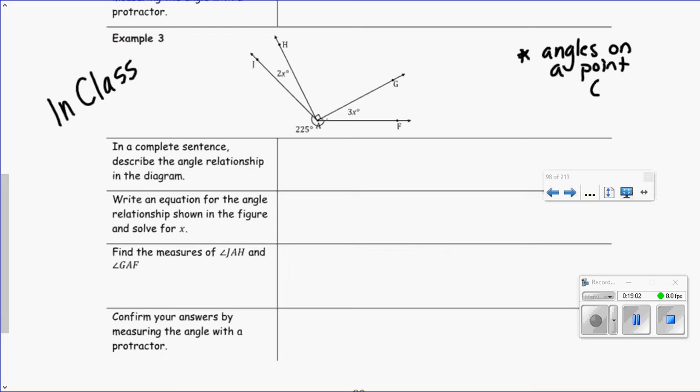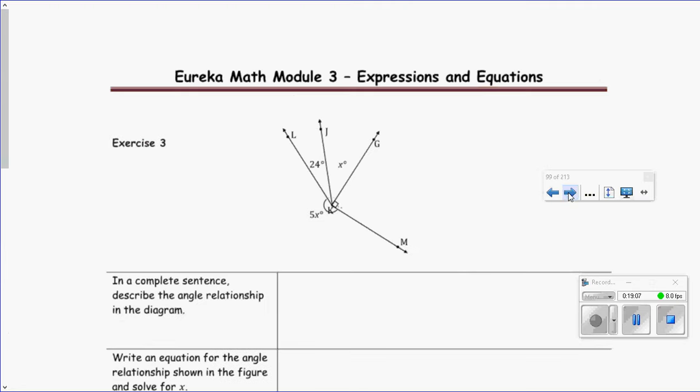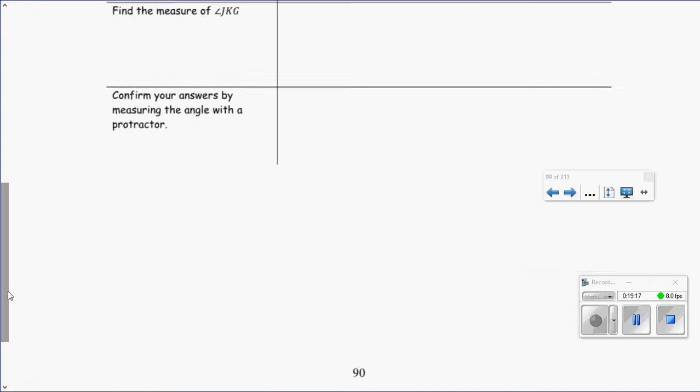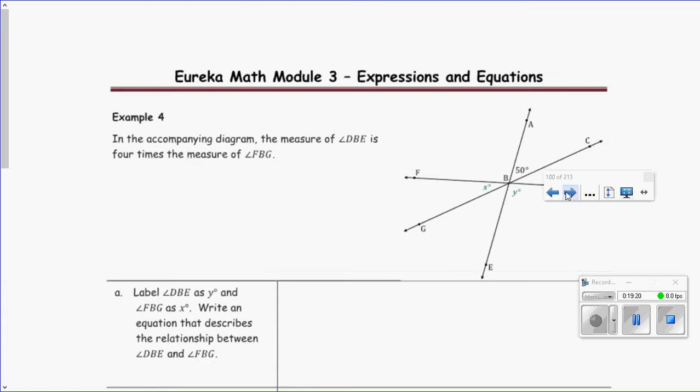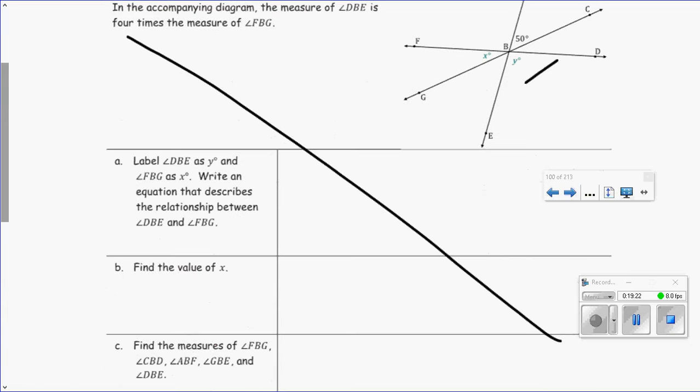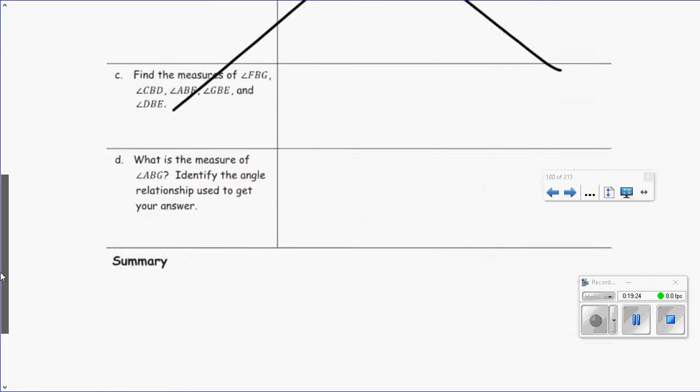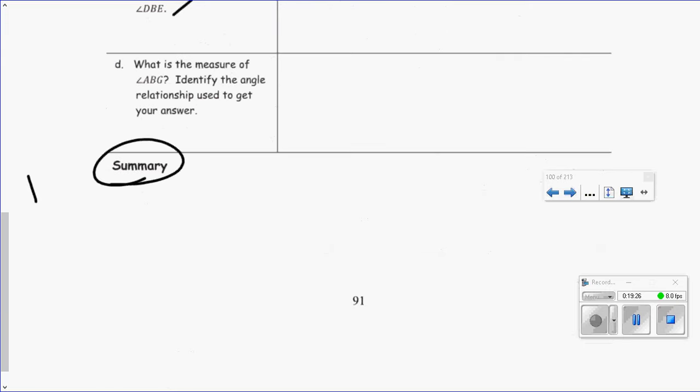And then give yourself a little hint. That means 360 degrees. Okay, exercise 3 we're going to do in class. And then the good news is we're actually not doing anything else except the summary. So you can actually cross out example 4. And then you can do the summary in class or on your own time. And that is it for lesson 11.